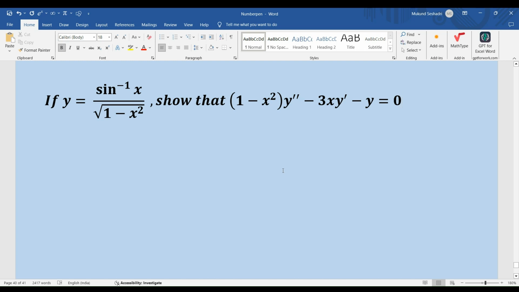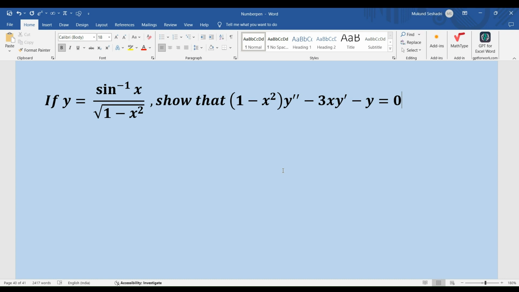So there we have the problem on our screen. If y equal to sine inverse of x, the whole divided by square root of 1 minus x square, show that 1 minus x square into y double dashed minus 3x y dashed minus y equal to 0, right? So your y double dashed is nothing but d by dx of dy by dx, and your y dashed is nothing but dy by dx, right?